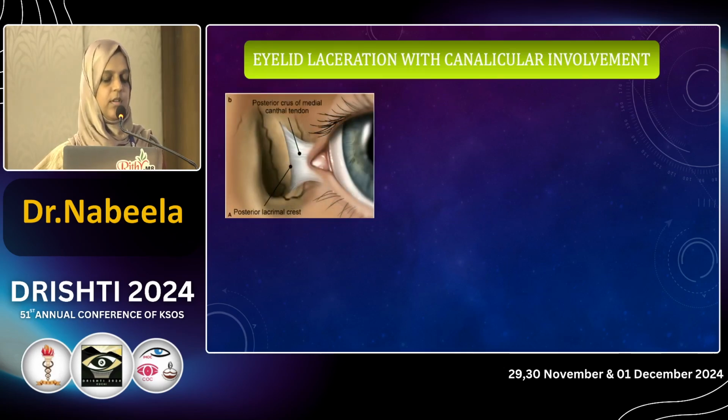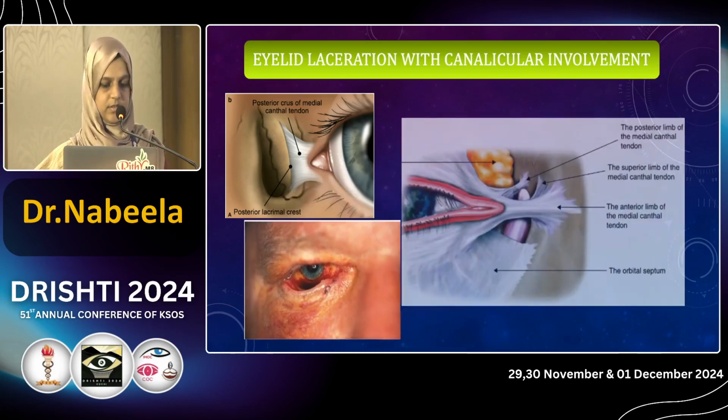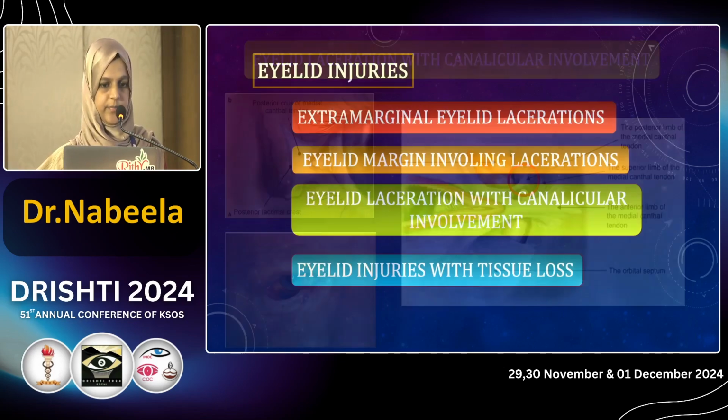So if at all there is a medial canthal tendon injury and you haven't repaired it, you may get a residual defect like this. Okay, so make sure that the medial canthal tendon is not injured, and if at all it is injured, at least make an effort to attach the posterior crus to the posterior lacrimal crest, because that is the one which gives the integrity of the medial canthal tendon.